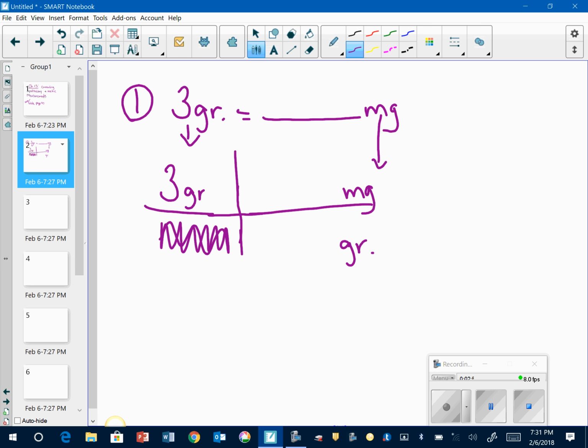Then you look at your table, and it tells you that 1 grain is equal to 64.8 milligrams. Again, you could use the rounded version, but for this book, 90% of the time they want you to use the specific number. So 3 times 64.8 would be 194.4. So 3 grains is equal to 194.4 milligrams.